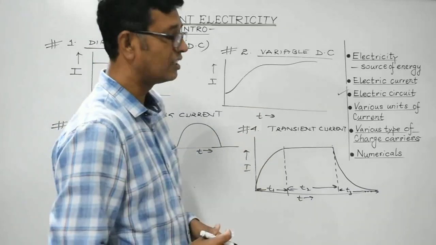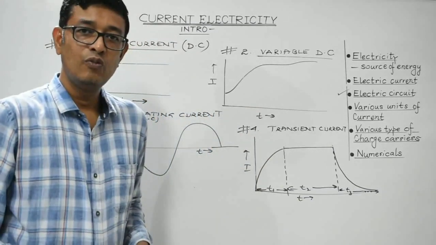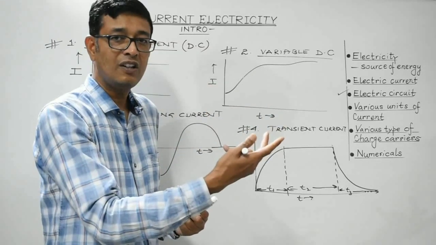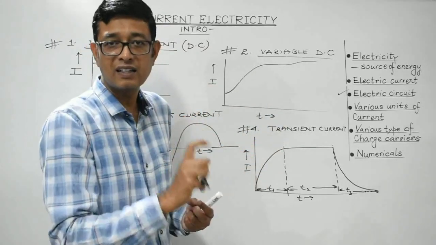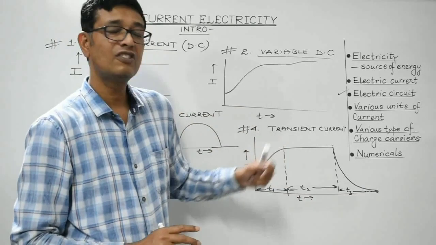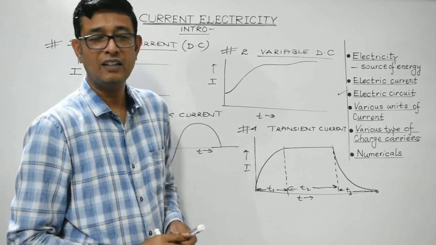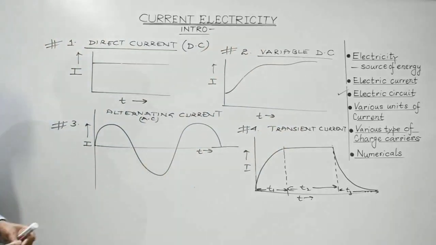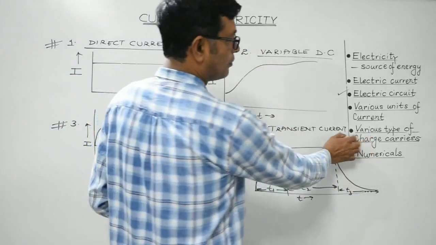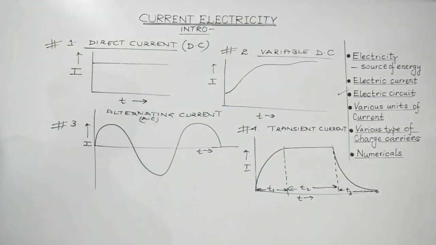So students, transient current is that current which takes some finite time to grow from zero to maximum value, as well as it takes some finite time to decay from maximum to zero value. So that is known as a transient current, right? So these are the four different types of currents. Now next we can proceed with the various types of charge carriers.